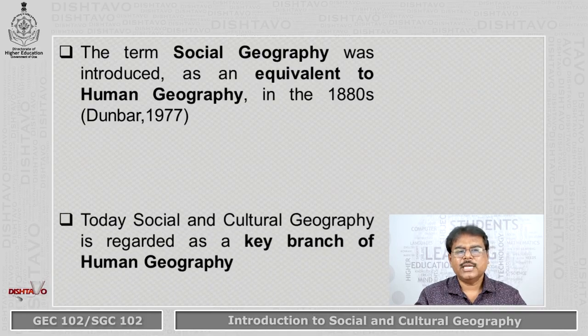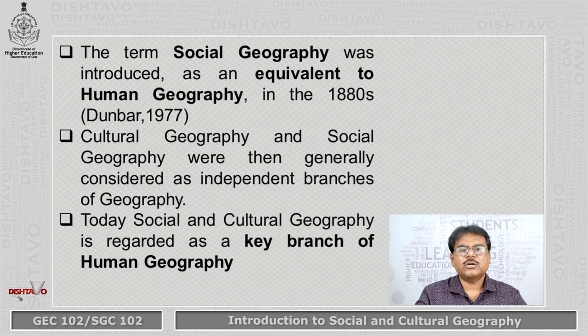Today, social and cultural geography is regarded as a key branch of human geography. Though it was introduced in the 1880s as an equivalent to human geography, today it has become an independent branch of human geography.